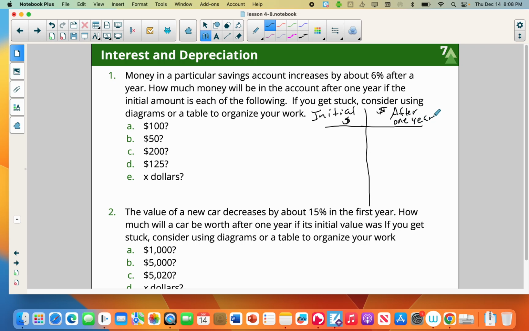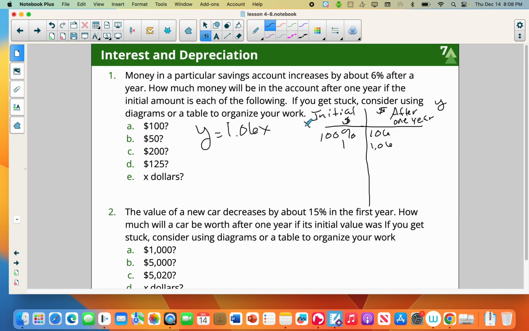So in this case, the initial is 100%. A 6% increase is 106%, which makes our constant of proportionality 1.06. So I could write the equation y equals 1.06x. Y is the amount after 1 year. X is my initial amount.